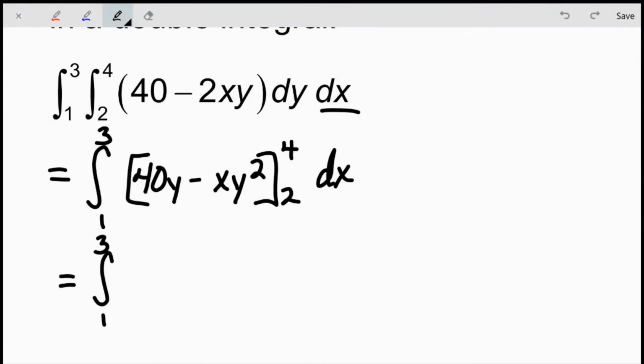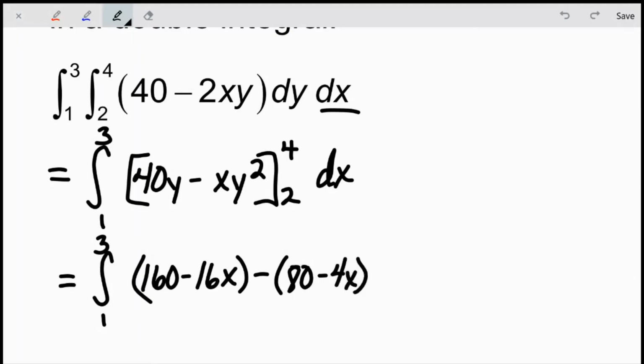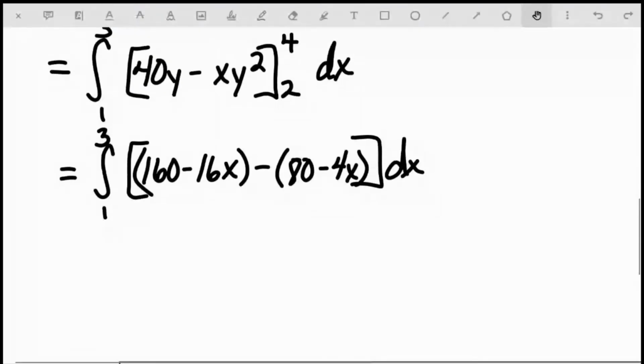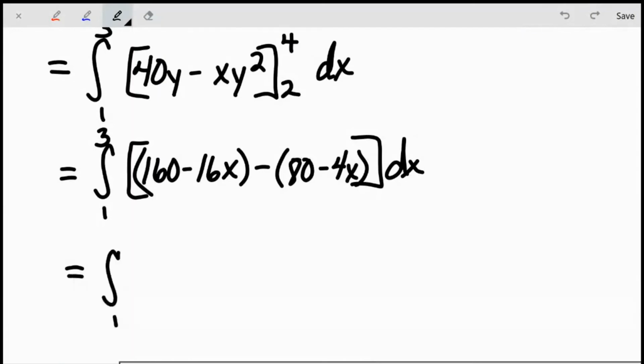But when I plug in my 4 and my 2, I'm going to get 160 minus 16x when I plug the 4 in. And I'm going to get, let's see, now I'm going to plug the 2 in. That's going to give me minus 80 minus 4x. And this is all going to end up getting integrated then with respect to x. Okay, now I'm doing a lot of intermediate steps here. You may end up skipping some of these steps when you get really good at this, but just to make it really clear what's happening here, I'm going to show everything.